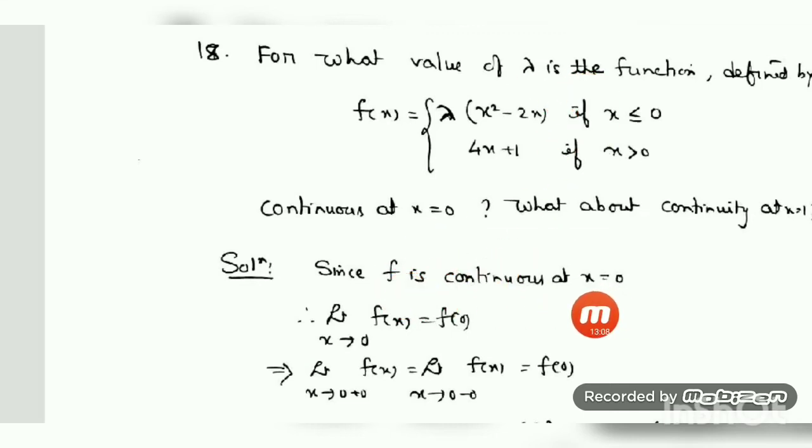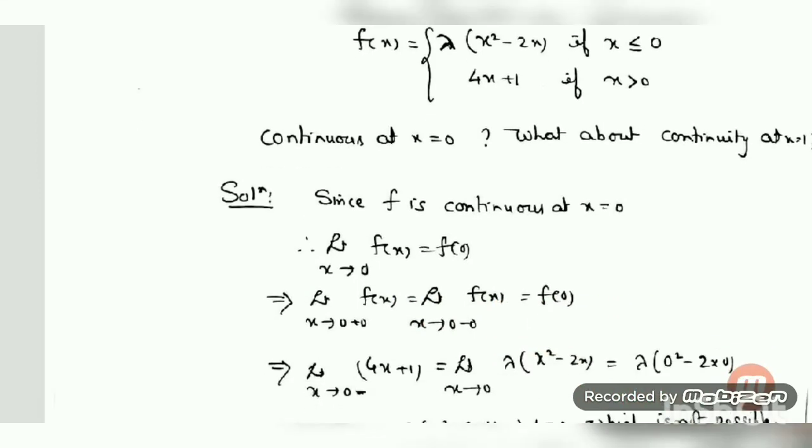Since f is continuous at the point x equal to 0, limit x tends to 0 of f(x) equals f(0). And you see, 0 is the critical point, and the left and right hand limits are different. So I have to separately write limit x tends to 0 plus 0 of f(x) equal to limit x tends to 0 minus 0 of f(x) equal to f(0).